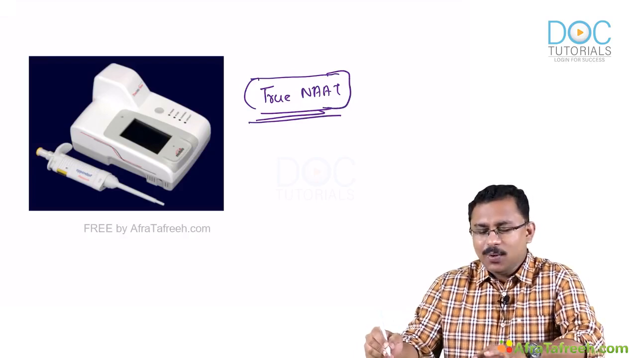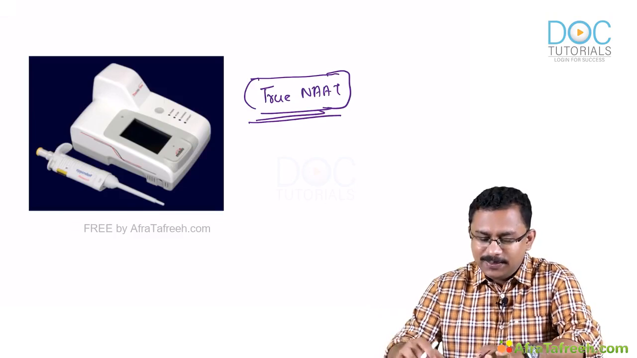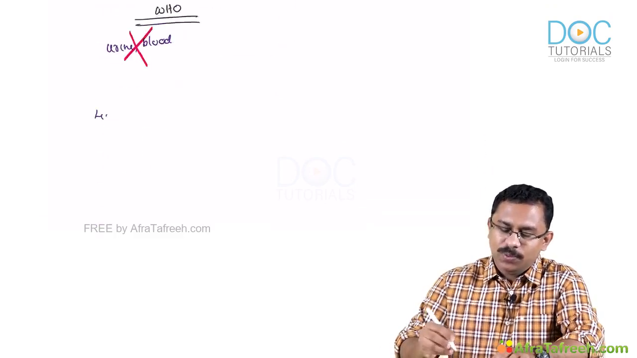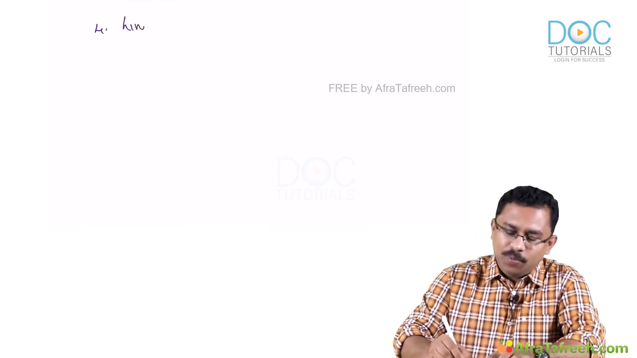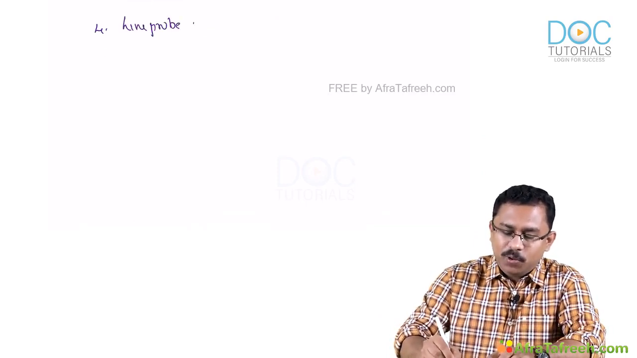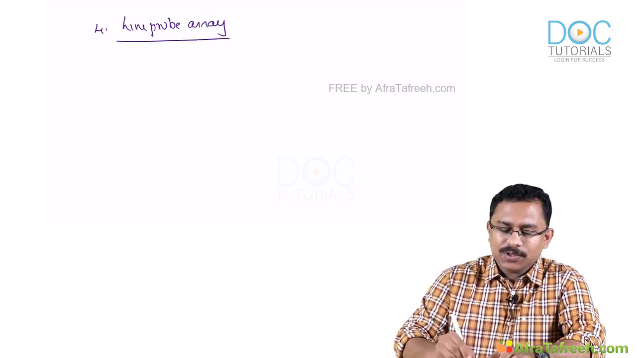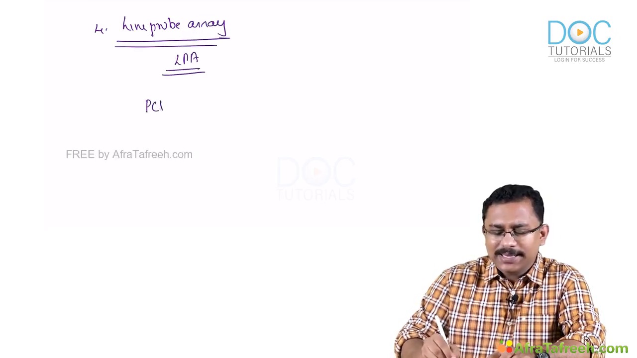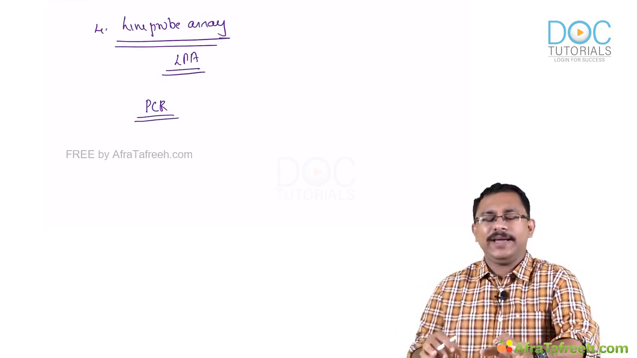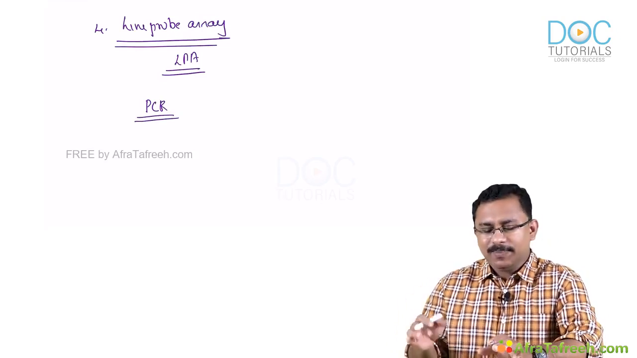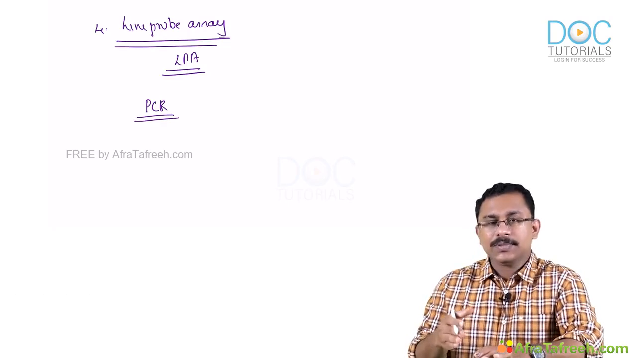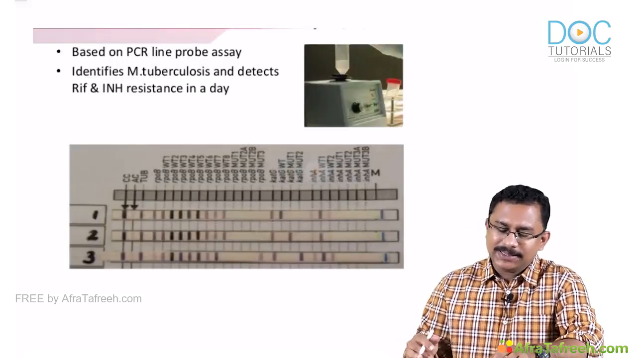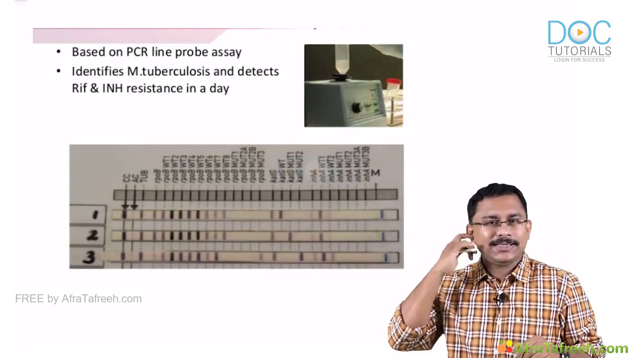Now after the cartridge-based nucleic acid amplification test, the next test is going to be a line probe assay, which is called LPA. This is again a PCR based technique where you are trying to amplify, just like your Gene Expert. But this line probe assay has certain advantages.